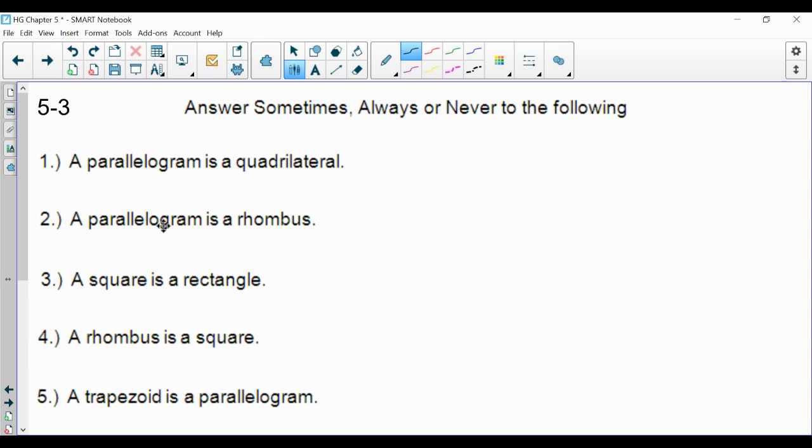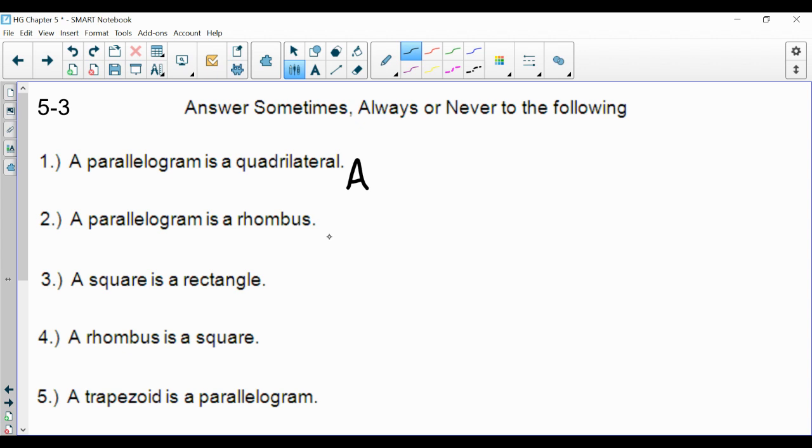All right, so let's go ahead and look at this statement. It says a parallelogram is a quadrilateral. Is that always, sometimes, or never true? Well, a parallelogram is indeed always a quadrilateral. And it's one of those things, again, you're getting more specific. So if you're saying something like a parallelogram, that's one step down from a quadrilateral, well, it is considered a quadrilateral.